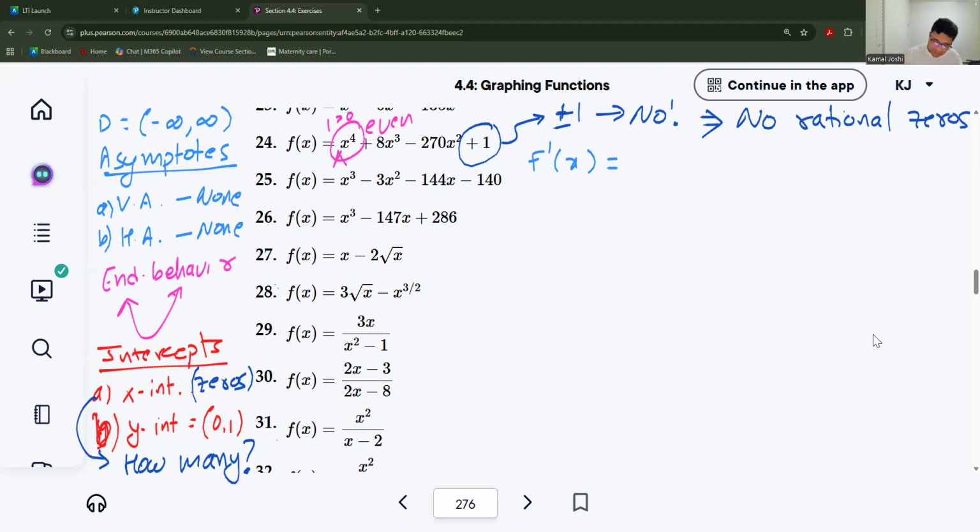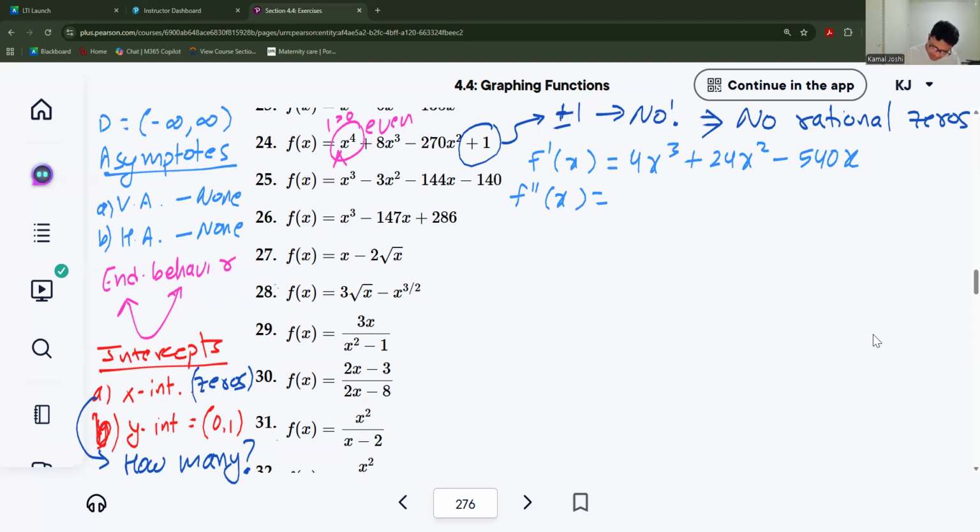Now let's find the derivatives. 4x cubed plus 24x squared minus 540x. Now this function had a missing x term, so there is no constant in the derivative, which is good news. You can set it equal to 0 and solve it in rather easy fashion. Let me go ahead and write the second derivative also, because it will be useful.